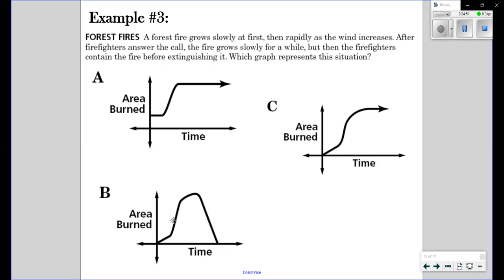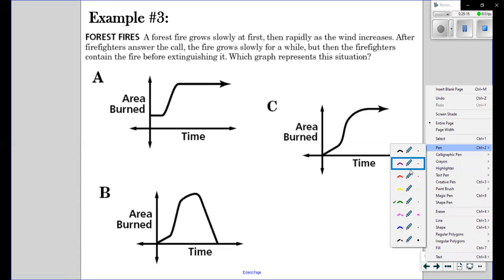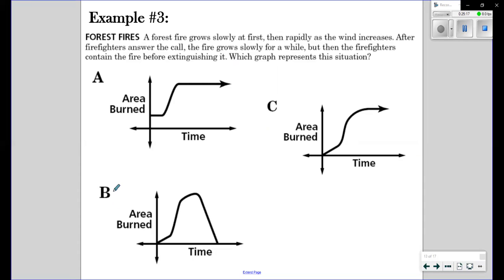After the firefighters answer the call, the fire grows slowly, as I can see over here, for a while, but then the firefighters contain the fire before extinguishing it. So that means slowly the fire is dying, and then it's gone. So B represents, so I'm going to circle B, the graph that best connects to what we read.